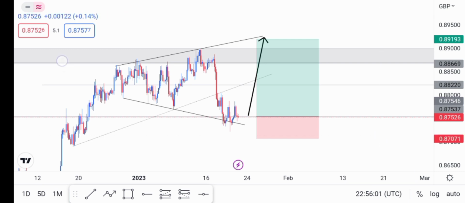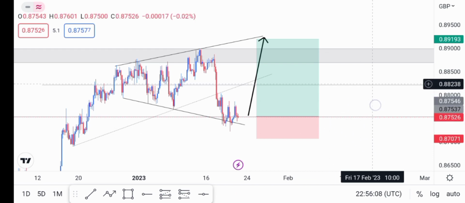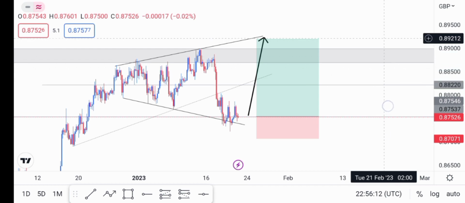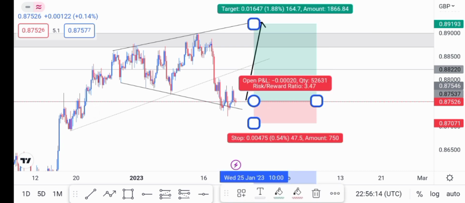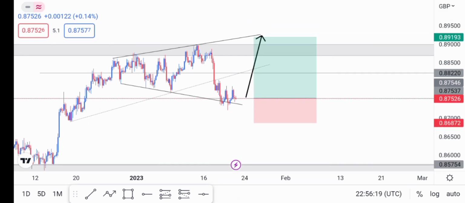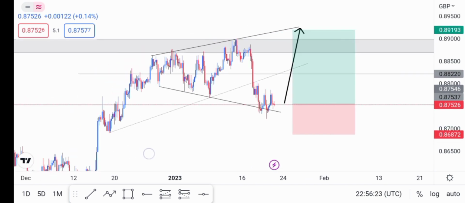So our first take profit will be right over here, second take profit here, and overall take profit right over there. So our stop loss will just, let me see guys, let me see. Yeah, let's just extend it to be on the safer side. So this is how we should trade EURGBP.